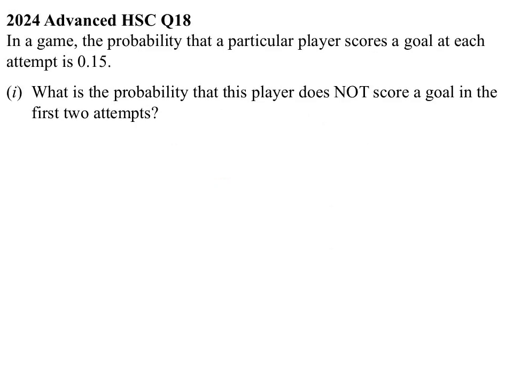Alright, last year's HSC. In a game, the probability a particular player scores a goal is 0.15. What's the probability that they do not score a goal in the first 2 attempts? So it's actually the complementary. Well here, they told me scoring a goal is 0.15, therefore not scoring a goal must be 0.85, 1 minus. Multiply, because it's not score a goal and not score a goal, 0.7225.